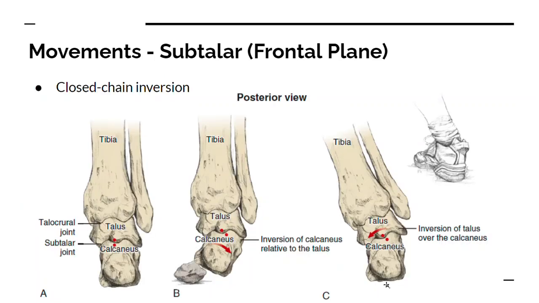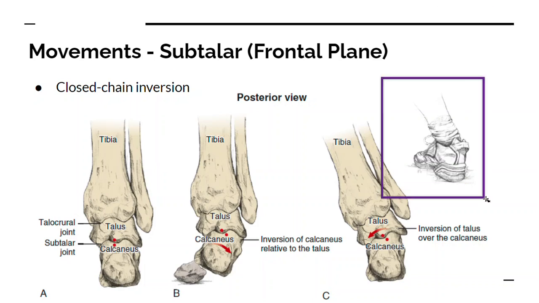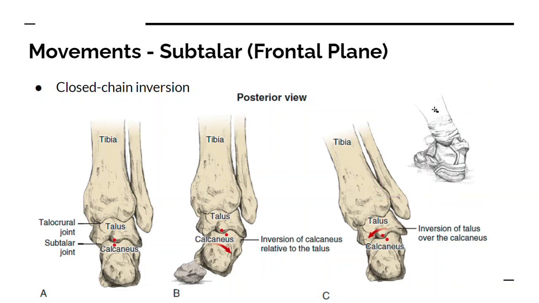Closed chain, you can kind of just push over onto the lateral side of your foot, right? And you can see here, you get a better view. See here, your leg is angled inward and your foot is on the ground. So that's a closed chain motion. So that would be inversion, and the opposite would be eversion.